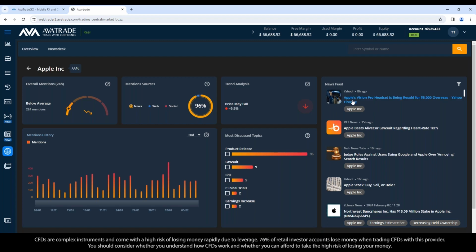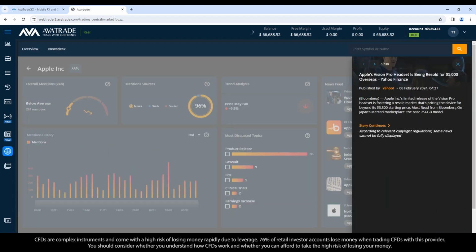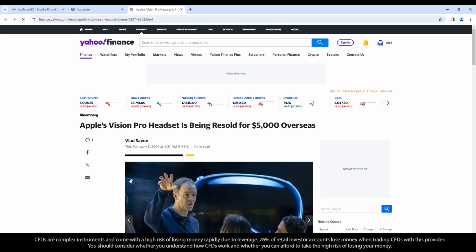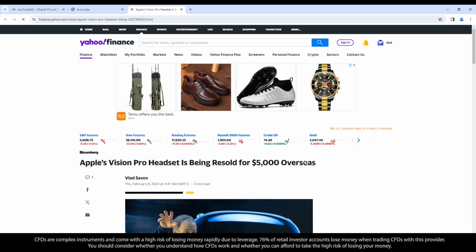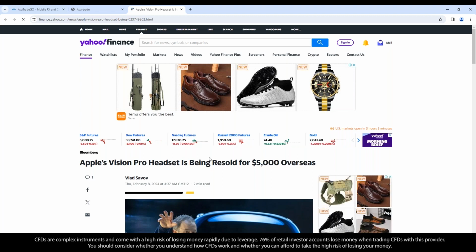Okay, so Apple's Vision Pro headset, it's a new virtual reality headset that they're saying blows away anything else that's been out. At least that's some of the reviews I read. And so maybe this is a story that if you read it, and here's a synopsis of it from Bloomberg, and you can click story continues to see the entire article. Okay, it's being resold for $5,000 overseas. That's resold for $5,000. What's the initial buying price then? Obviously higher.